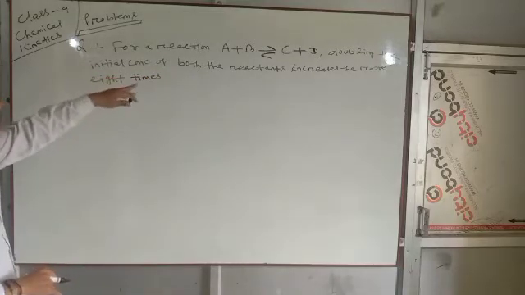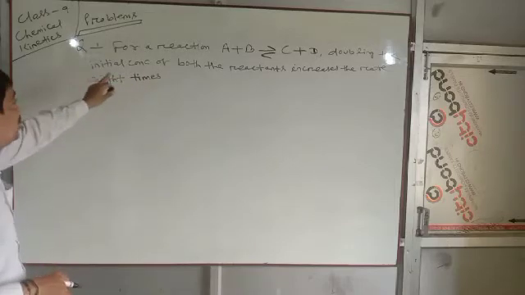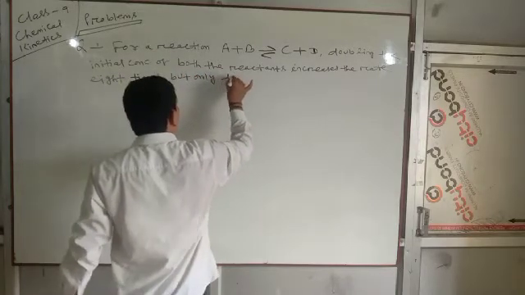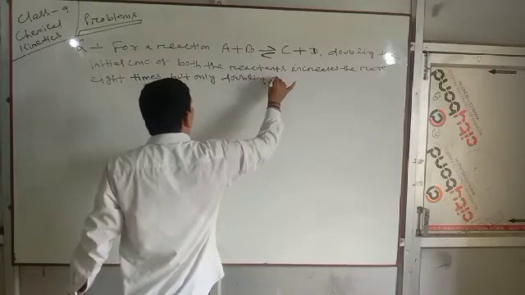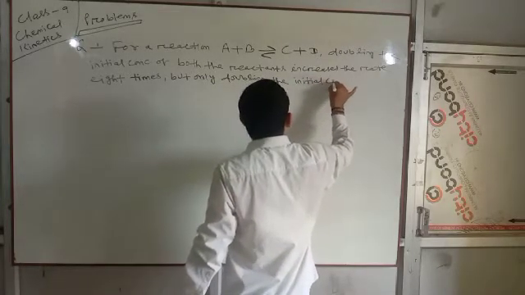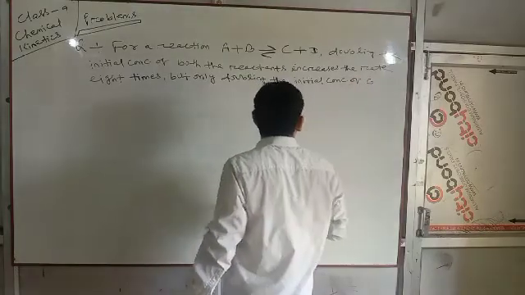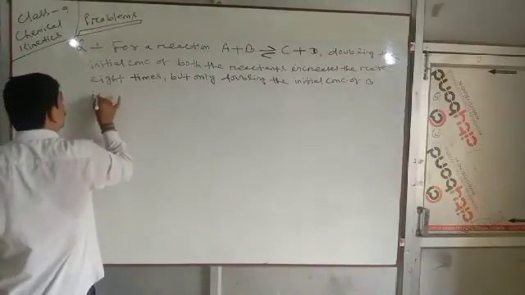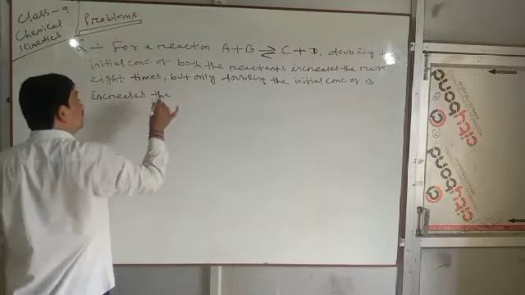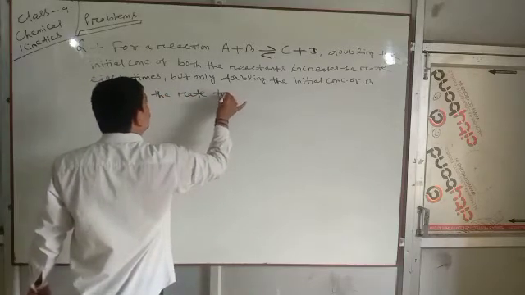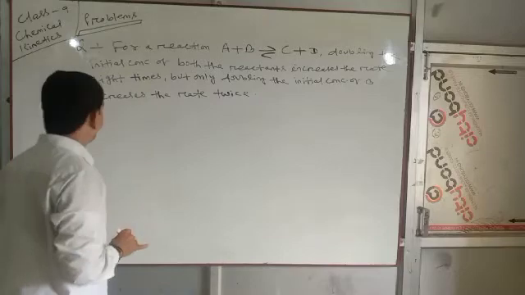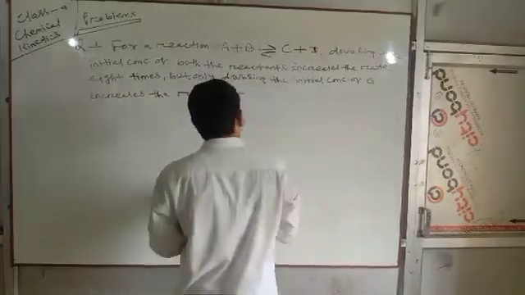For a reaction A plus B gives rise to C plus D, doubling the initial concentration of both the reactants increases the rate 8 times, but only doubling the initial concentration of B increases the rate twice.